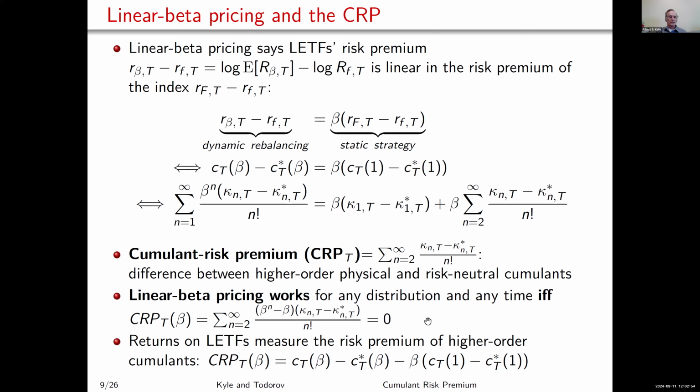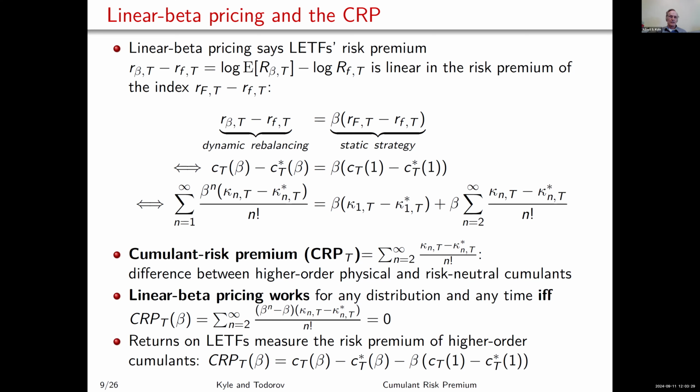And that's the equation you see towards the bottom of the page, where it's the sum from n equals 2 to infinity of the difference between the risk neutral and physical cumulants multiplied by beta to the n minus beta. So for the unleveraged strategy, beta equals 1, and none of these higher order cumulants matter. But for other types of leverage, whether long or short or greater than 1, they generally do matter. They even matter for things like 60% stocks and 40% bonds, where it shows up with a different sign.